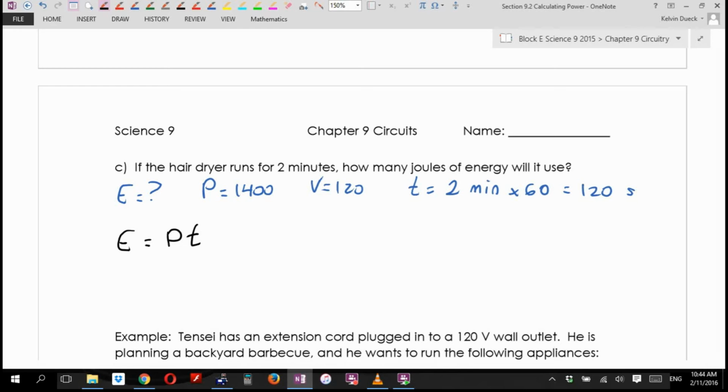Okay. Do I know P? Yeah. Do I know T? You notice I didn't bother dropping the current. If I needed the current, I might have also dropped that down. But first I said, let's look at what they gave me. Maybe I can figure it out with that. So it's going to be 1,400 watts of power times 120 seconds. How many joules of energy will I use?